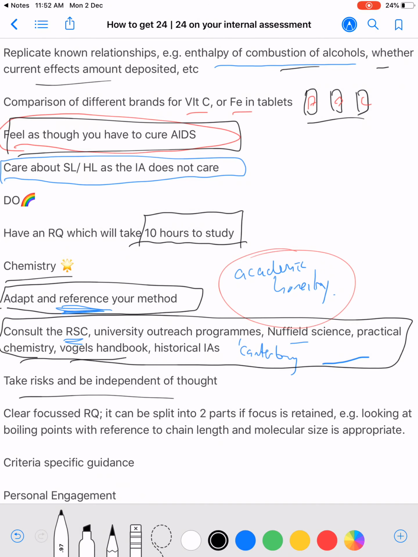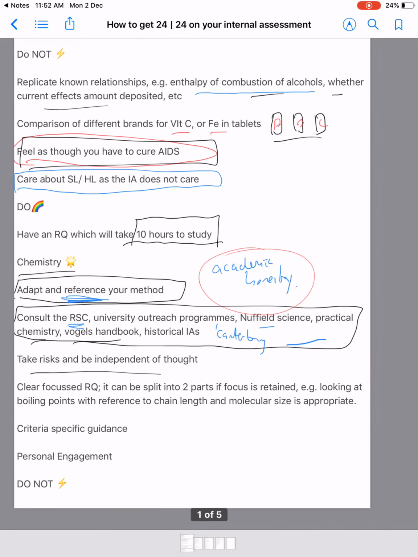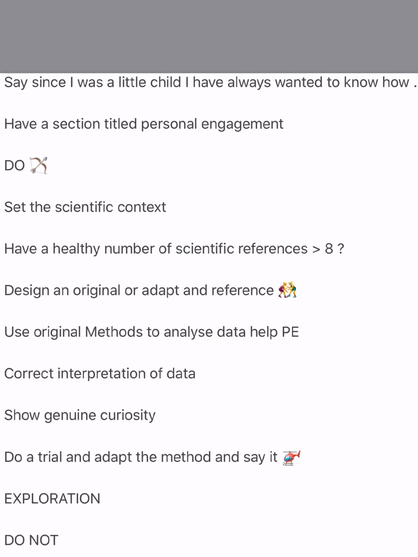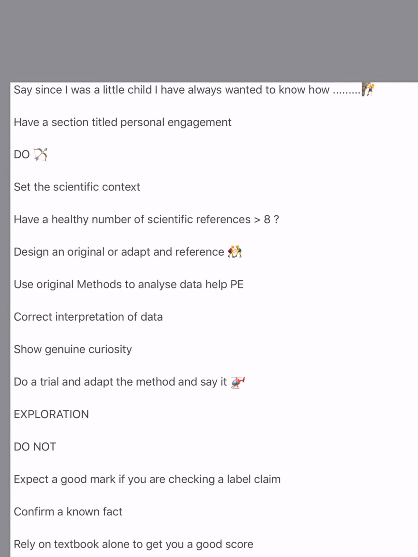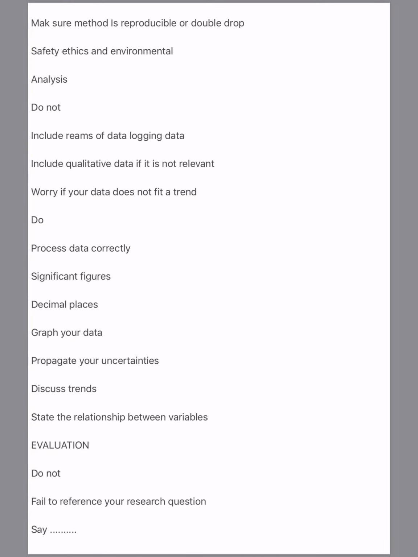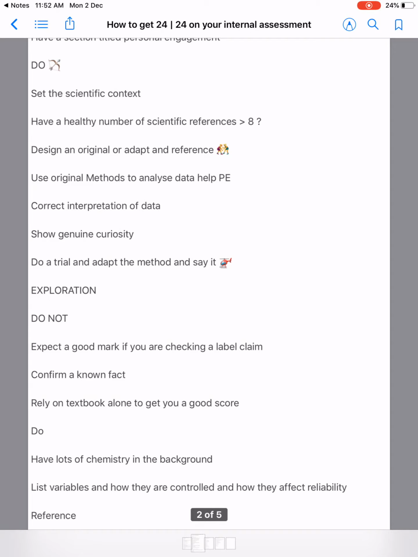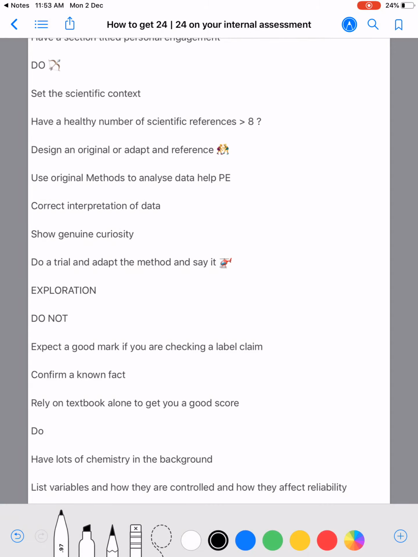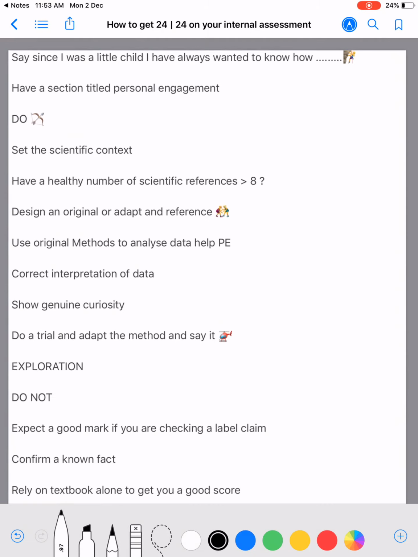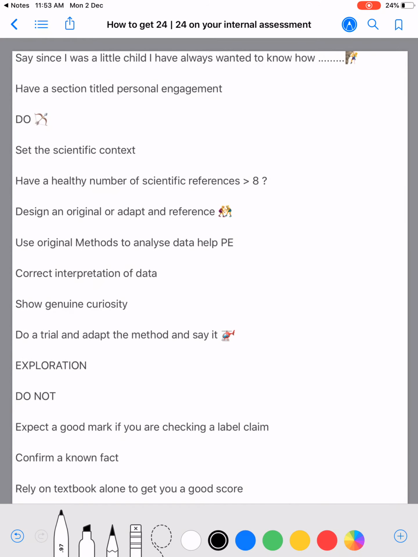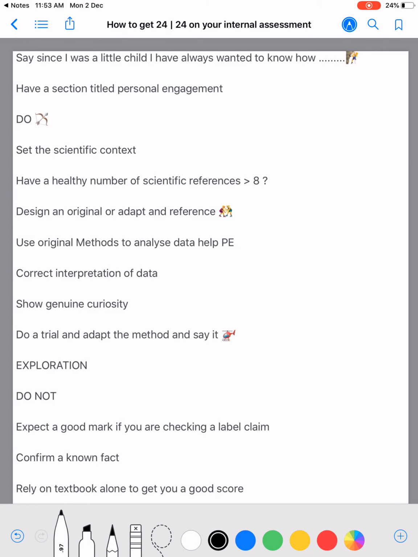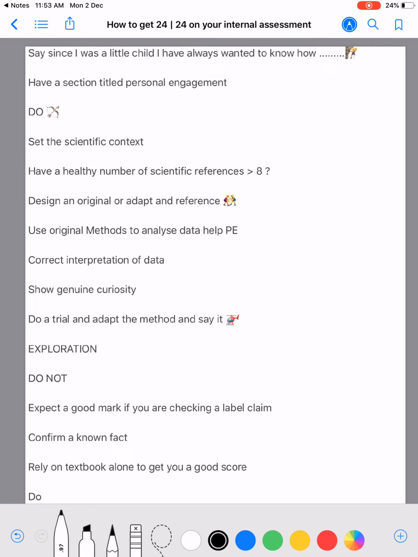Okay, so personal engagement. Do not say, since I was a little child, I've always wanted to know how, I don't know, current affects rate of deposition of silver in an electrolysis of a silver salt. You didn't. You didn't, okay. You don't have to have, I've said do not, but you don't really, you can if you want, but you don't really need to have a section entitled personal engagement, because that's not how personal engagement is marked.